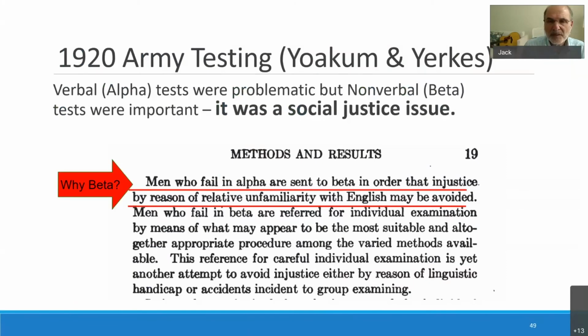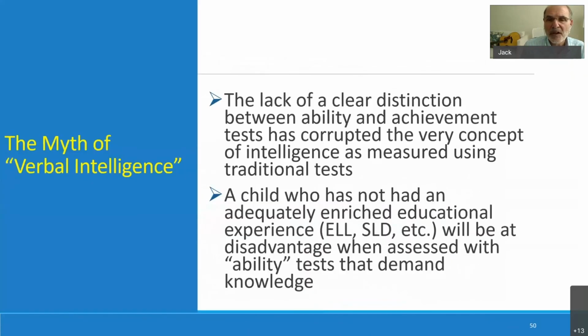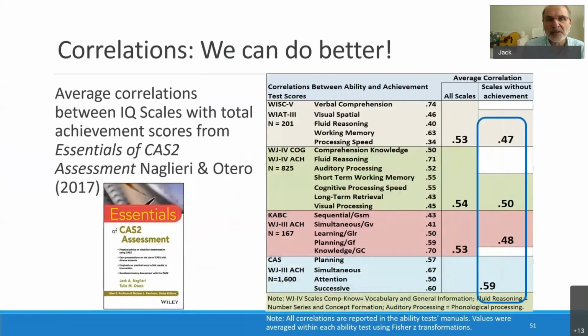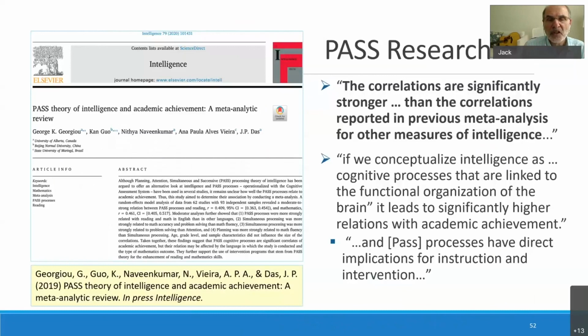That's not right. If you read Yoakum and Yerkes' original book on the mental tests, they actually say that measuring ability with a non-knowledge test avoids injustice by reason of unfamiliarity with English. So I'm not saying anything new. Okay, I'm just going to tell you, you don't need verbal tests to have good validity. And you can look at this research paper, a meta-analysis that looked at PASS and found that PASS is more correlated with achievement than traditional measures of intelligence.